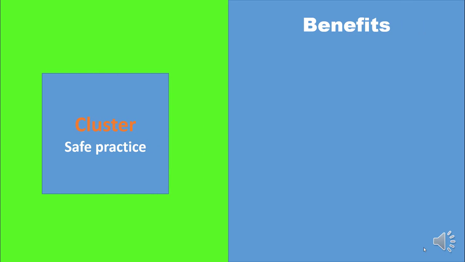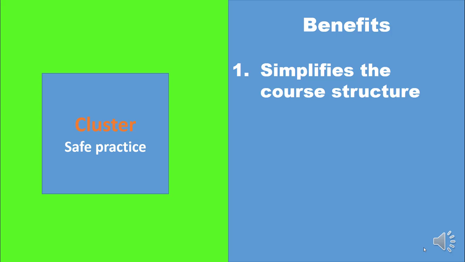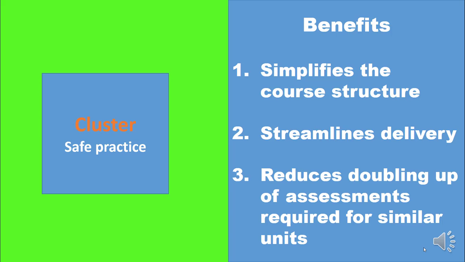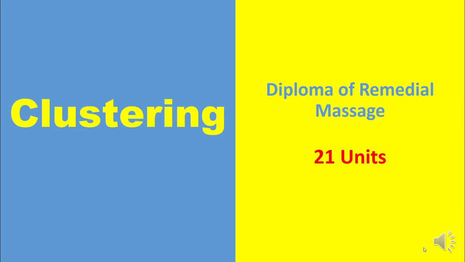The benefits of clustering are that it simplifies the course structure, it streamlines delivery, and it reduces doubling up of assessments that can often occur when delivering units individually. For example, the Diploma of Remedial Massage contains 21 units. VFA has grouped the 21 units into 7 clusters. We feel that this will make your learning journey easier to navigate.